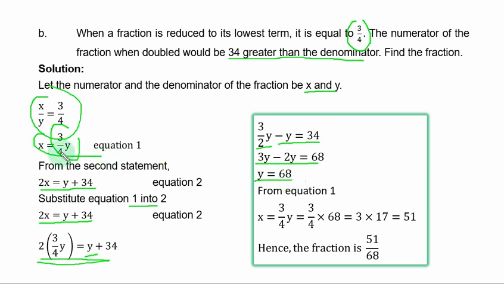Now let us get s using equation 1. That is s equal to 3 over 4 times y, and that is 3 over 4 times 68. You have 3 times 17 equal to 51. Hence, the fraction is 51 over 68. You see that if you reduce this fraction to its lowest form, you have 3 over 4, if you use 17 to divide through.